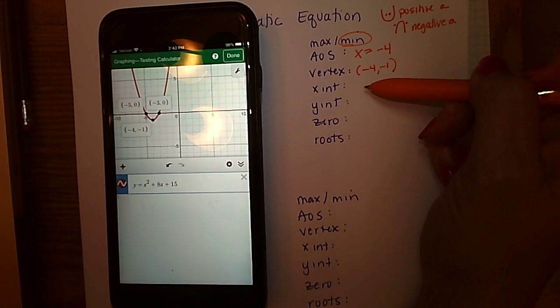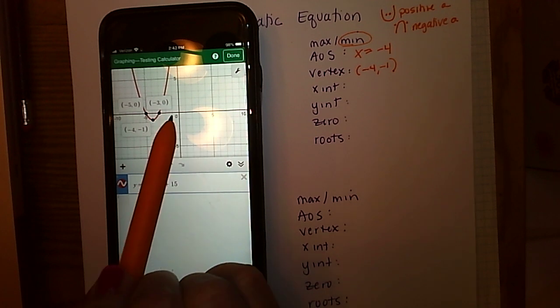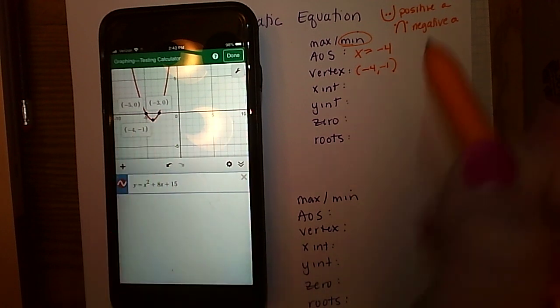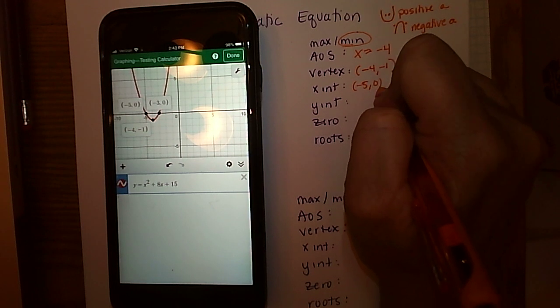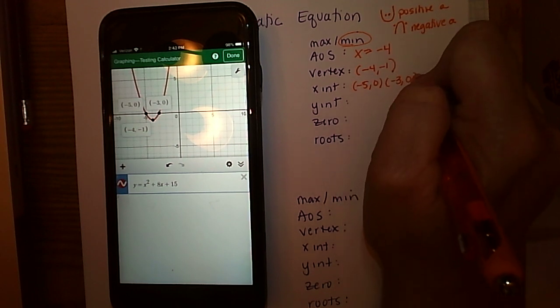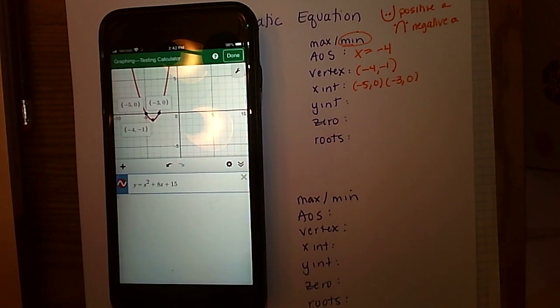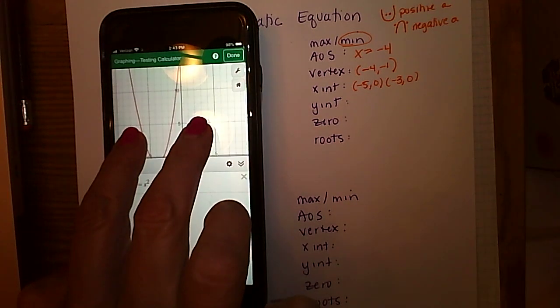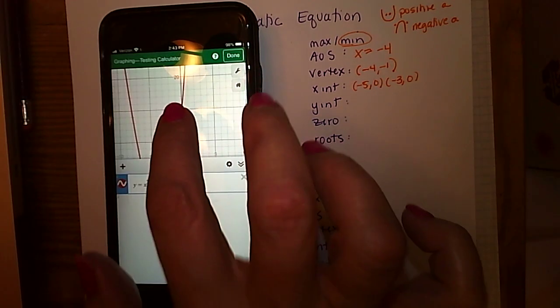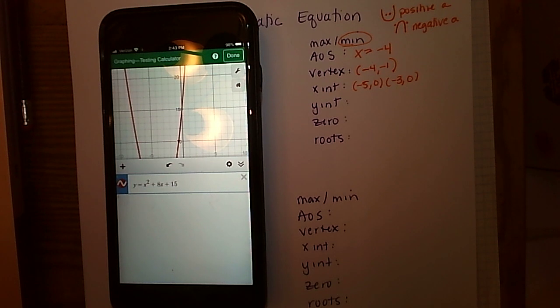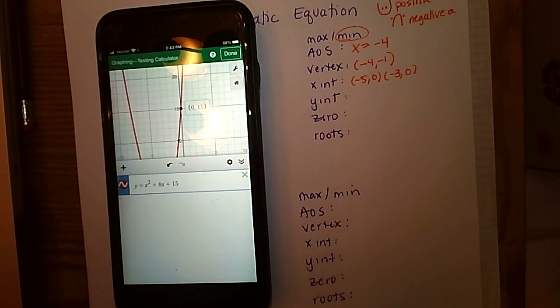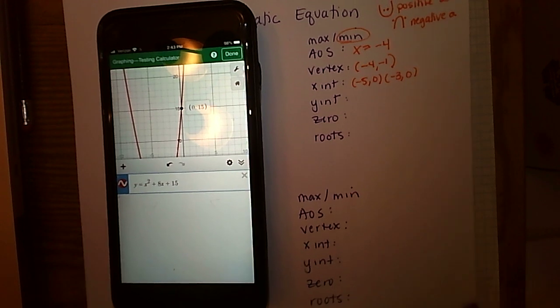Now I come to my x-intercepts. My next x-intercepts are the places it crosses my x-axis right here, and it tells me it's -5, 0, and it tells me it's -3, 0. So right away, I know the two places it crosses my x-axis. Now, my y-intercept's off the graph, but because we are so tech savvy, I can take my fingers and move my graph down until I can find it right here, and I just tap my phone, and I see I got the bubble right here. There is my y-intercept, 0, 15.